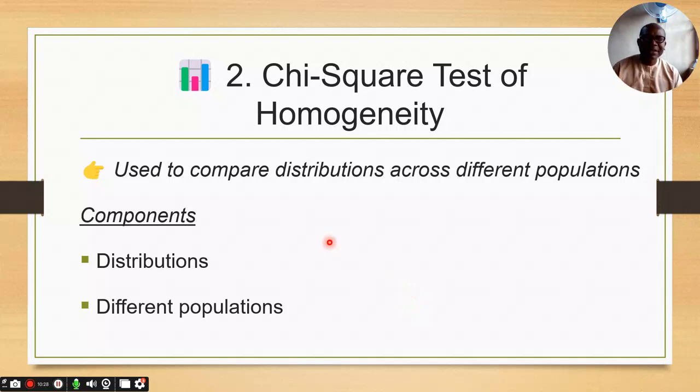Now let's look at the second example of our chi-square test statistic, which is the test of homogeneity. The test of homogeneity is used to compare distributions across different populations. Don't forget that for the chi-square test of independence, we are dealing with one population. For the chi-square test of homogeneity, we are dealing with two or more populations. In this case, we look at distributions across different populations.